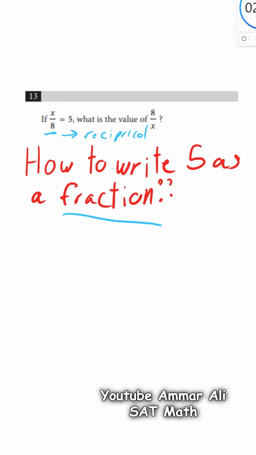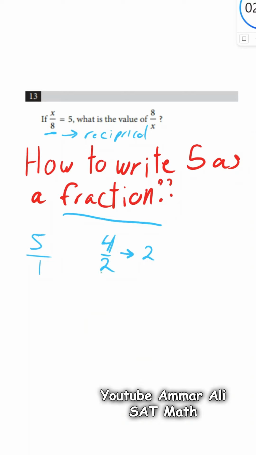So the key here is, how do we write 5 as a fraction? Well, any whole number we can just write as the whole number over 1, right? Because let's just think about what it means for something to be a fraction. Say, for example, I gave you 4 over 2. We know that we could reduce this to simply being 2, right? Because 4 divided by 2, right?